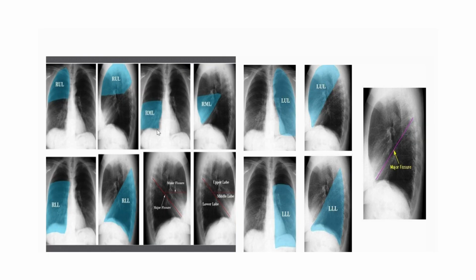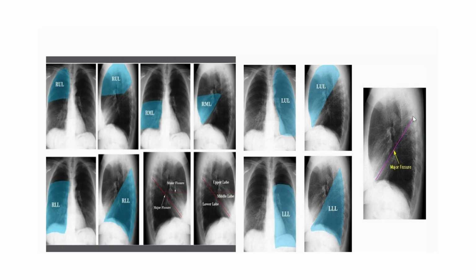We see in this PA film it is anterior and inferior, and in the lateral view we see it as a triangular area. This is the right middle lobe, and the area below and posterior to this oblique fissure is called the lower lobe. So we see this is the right lower lobe, which is mostly in the posterior region, and we can see this in the lateral view. This is posterior and inferior.